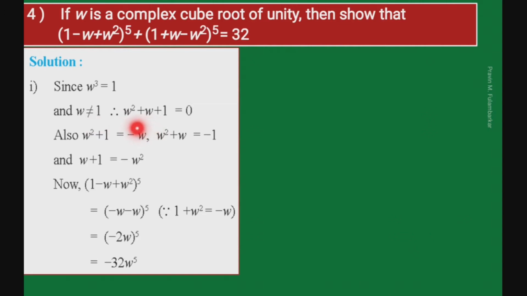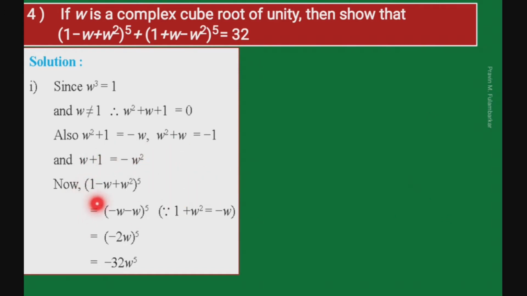So we write omega square plus omega plus 1 equals 0. From this we get omega square plus 1 equals minus omega, omega square plus omega equals minus 1, and omega plus 1 equals minus omega square. So when we transfer one term to the right-hand side, its sign changes to minus. So from this we form these three forms.